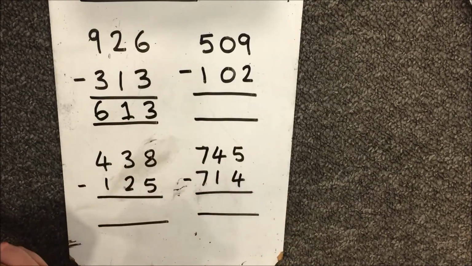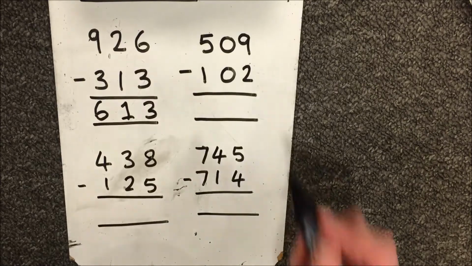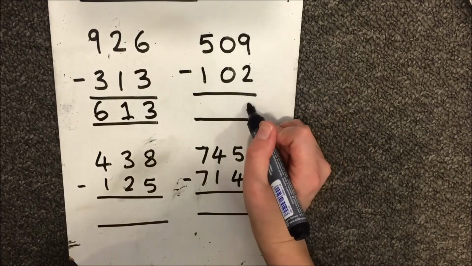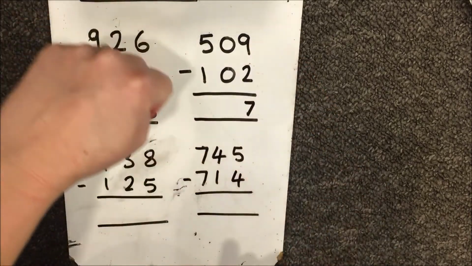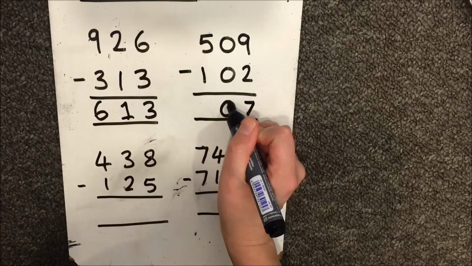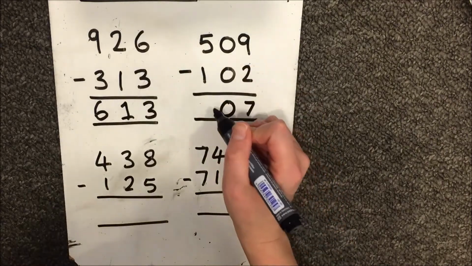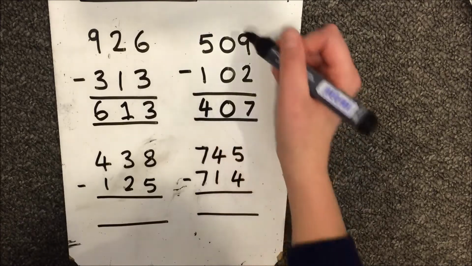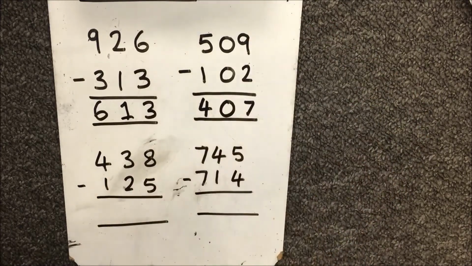Ready to do the next ones by yourself? Pause the video, unpause when you would like to correct. Okay, let's correct together. 9 take away 2, same as 7. This one, 0 take away 0. If we have 0 and have nothing to take away, our answer is going to be 0. It stays here as our placeholder. 500 take away 100 is 400. If we didn't put 0 in, it would look like 47. So we need to have that 0.